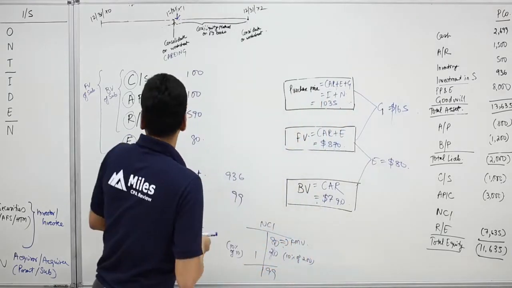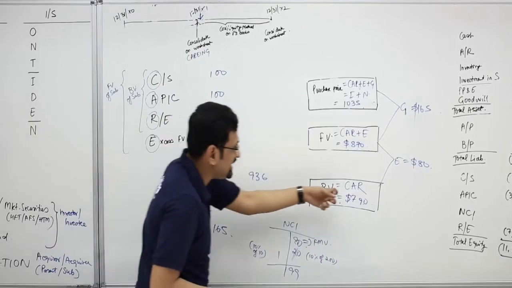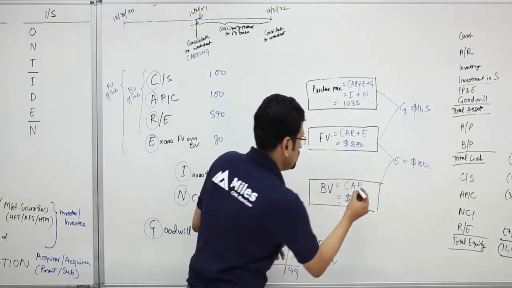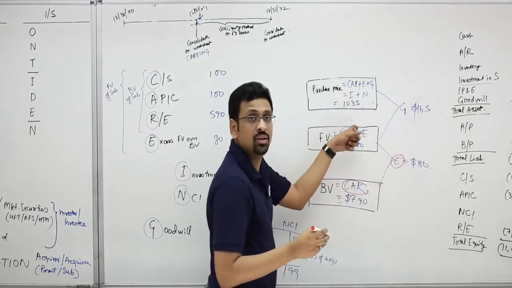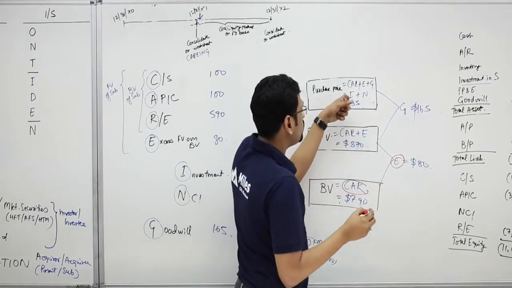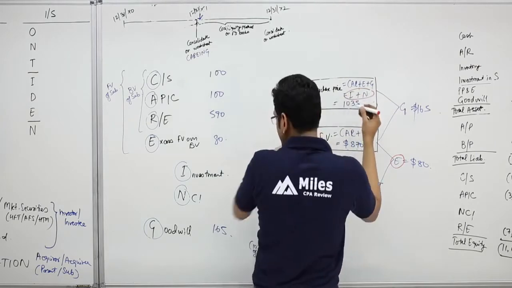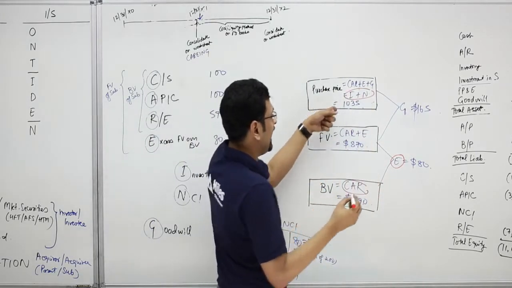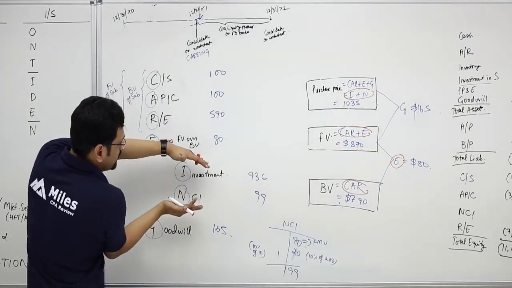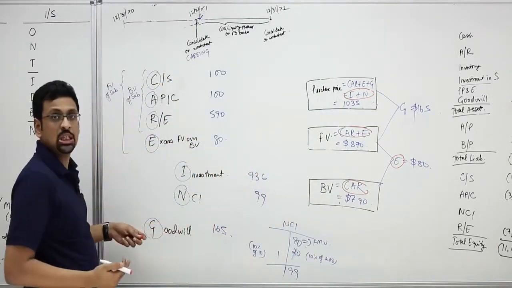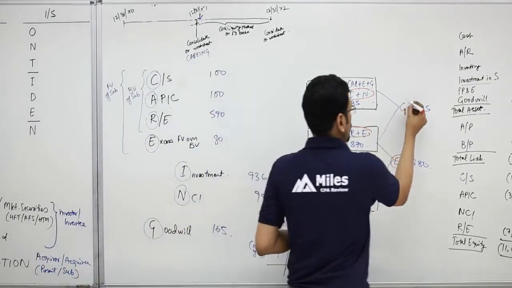So guys, you got CAR here. You've added E, so this becomes CAR plus E. Then you're looking at investment plus non-controlling interest here, and CARE. The difference between CARE and investment plus non-controlling interest, that's your residual goodwill. So this is the goodwill.